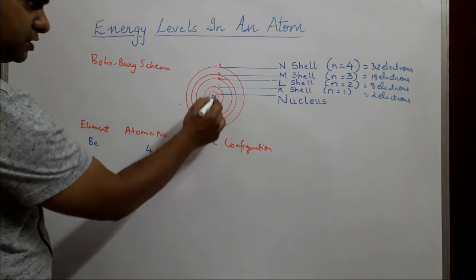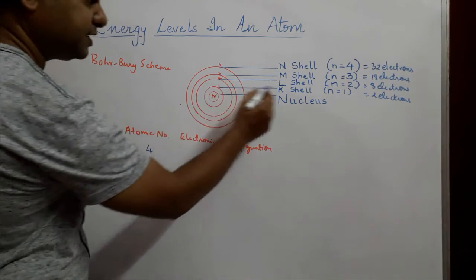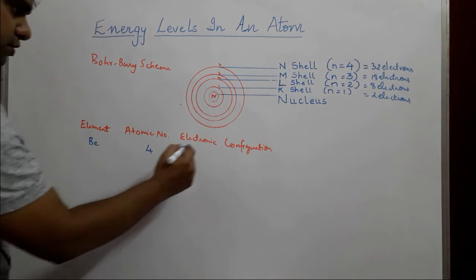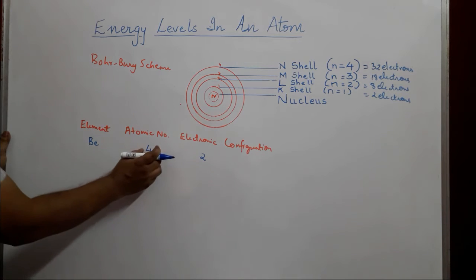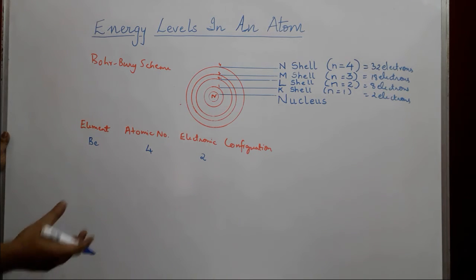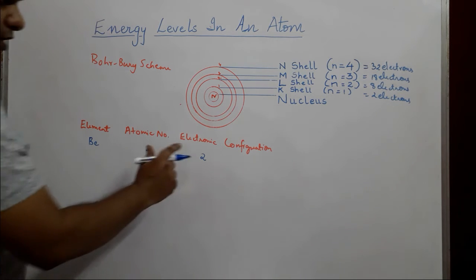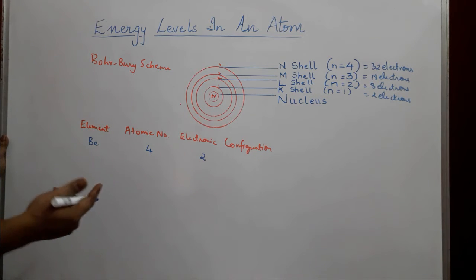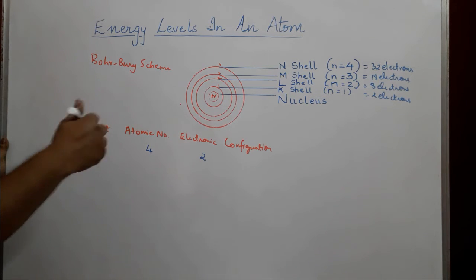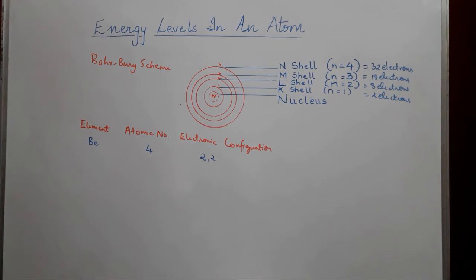Remember, first we fill up the first shell, and the first shell, that is K, has space for only 2 electrons. So we put over here 2. How many electrons remain now? Atomic number tells you the number of electrons present within the beryllium atom. So there are 4 electrons present. 2 are already filling up the first shell, that is K shell. 2 more electrons remain, and they go to the next shell. So it will be 2, 2.